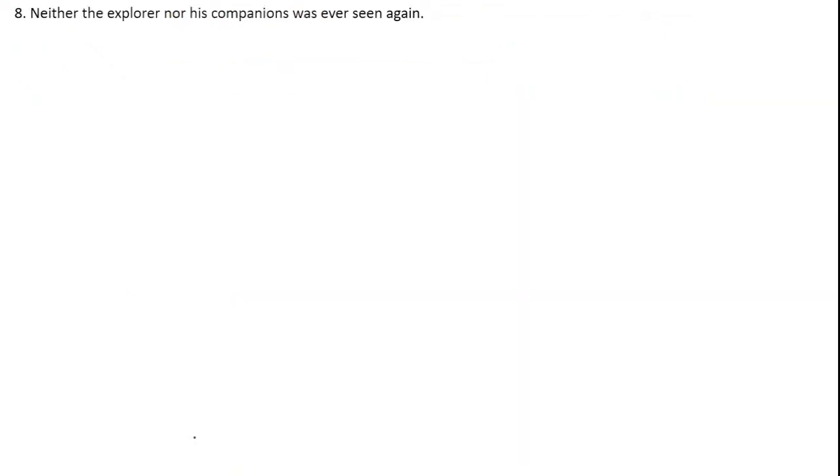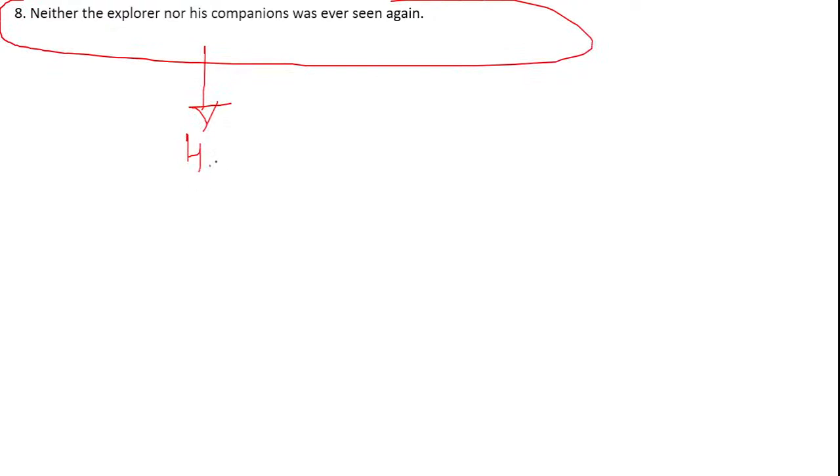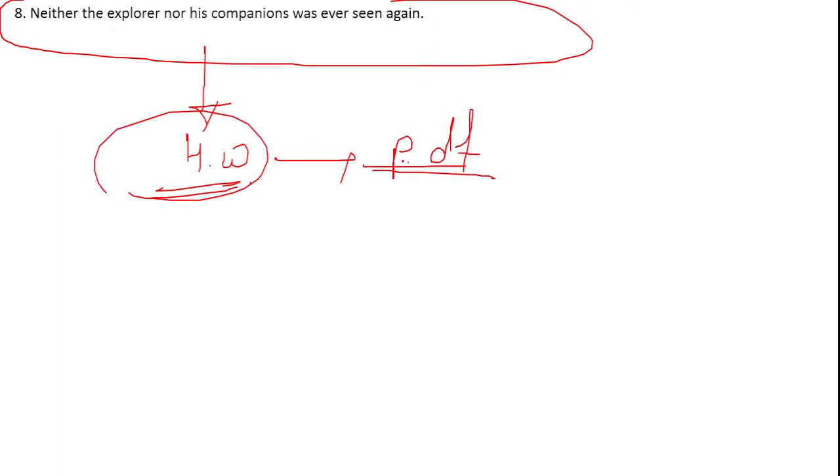Okay, the next statement is this that I will give you as homework. You have to solve this and let me know in the comment section. After you solve this, I'll share the PDF with you, and you have to revise it twice and then go for the exercise.